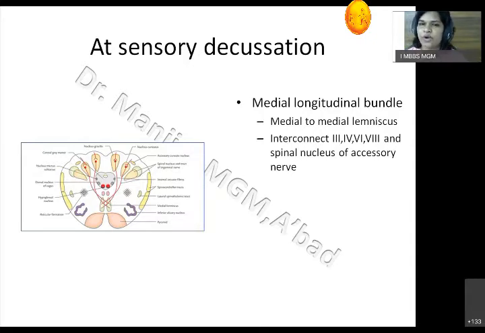What is the importance of this tract? As you can see, the third, fourth, and sixth nerves all supply the extraocular muscles. The eighth nerve is a sensory nerve, the nerve of hearing. And last is the spinal nucleus of the accessory nerve, which supplies the muscles of the neck, trapezius and sternocleidomastoid. Okay.